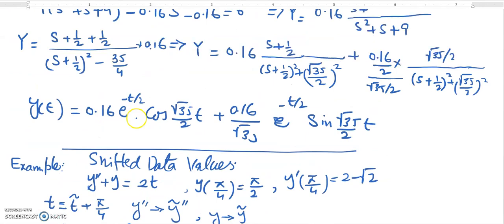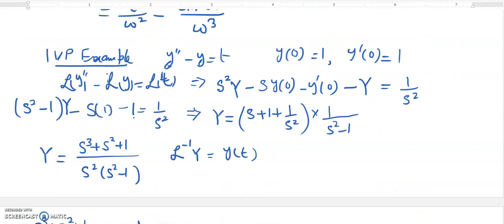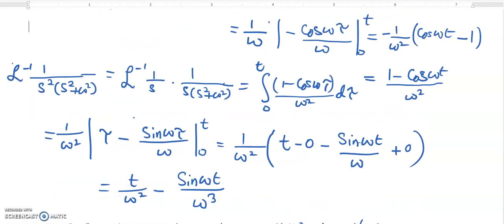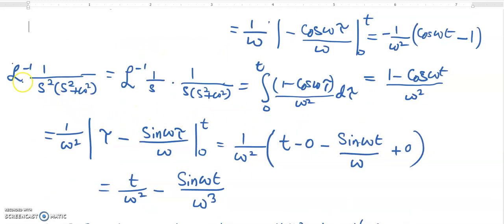Let me show you where we derived the Laplace of the integral function. In this case, the inverse Laplace of 1 over s square plus omega square was t over omega square minus sine omega t over omega cube. The term we are getting here is similar to this with omega equal to 1, so the answer for that term should be t minus sine omega t.